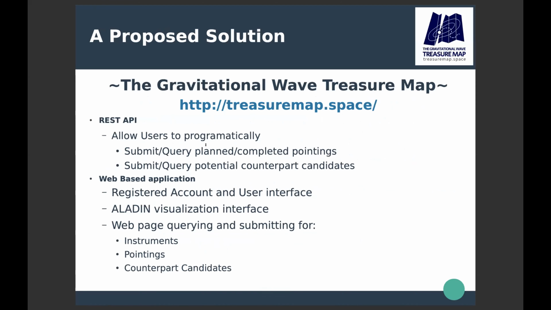So our proposed solution is this gravitational wave treasure map. It's based mainly upon the API that I'll be demoing in a minute. It essentially allows users to programmatically submit and query their planned and completed pointings, and they can also submit and query potential counterpart candidates. We haven't really implemented the counterpart candidates yet. We're still discussing how exactly we want to do it, whether we want to host it ourselves or host it via maybe TNS, since they host those as well.